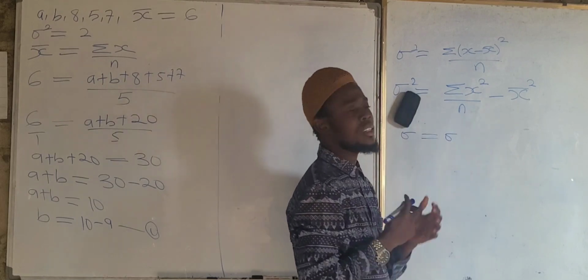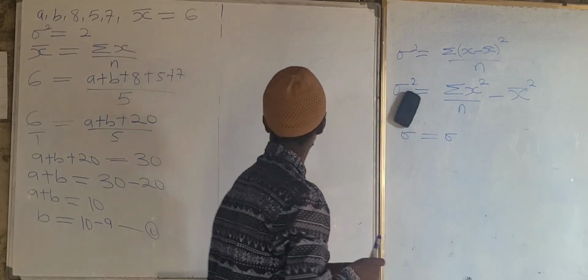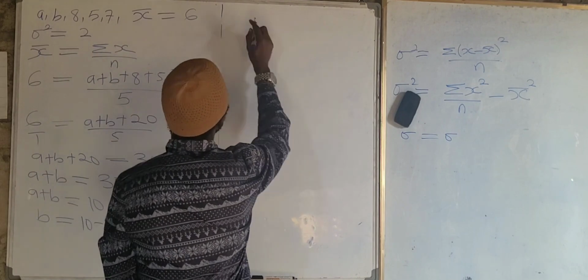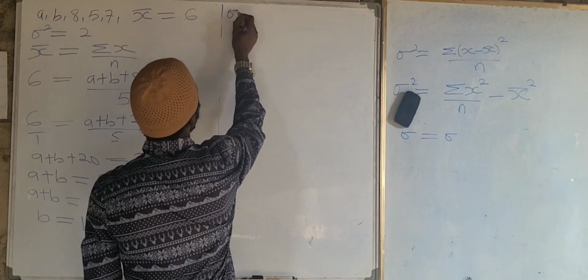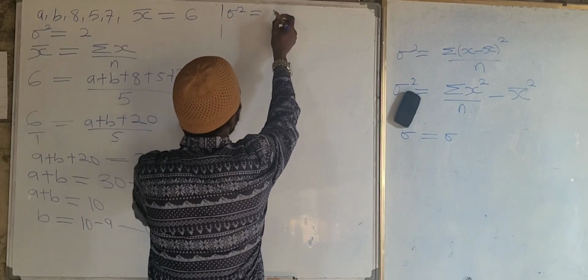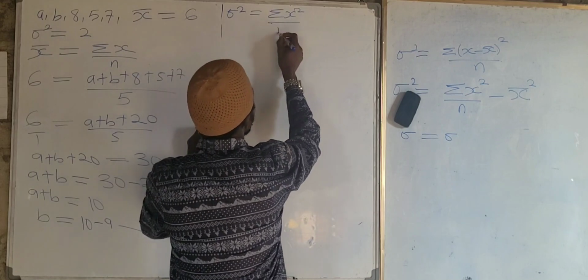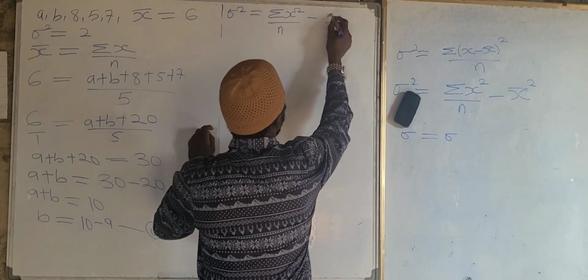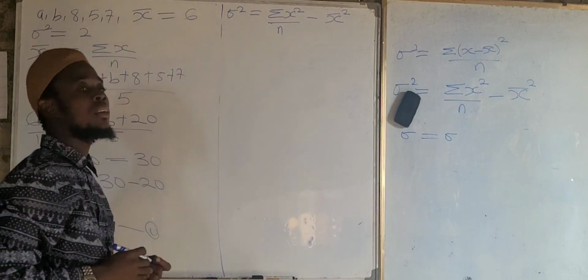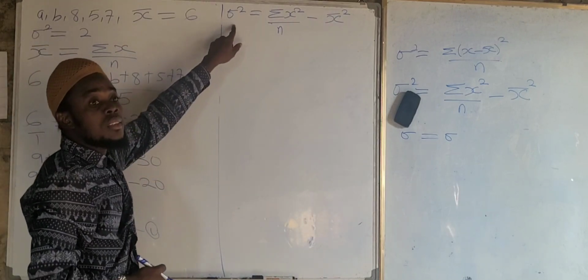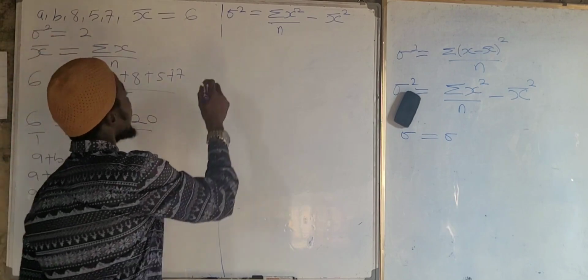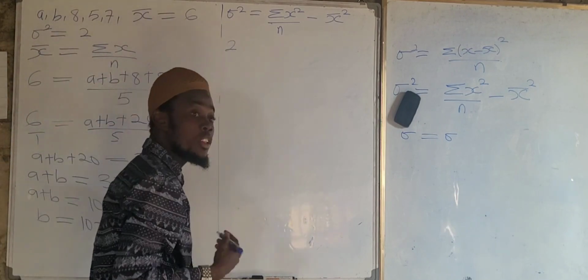Okay. Let me just use this formula so that we can see what I'm trying to say, right? So using this, the variance is now equal to the summation of x square all upon n minus x bar square. Are we okay? Yes, sir. Are we given the variance? Yes. What's the variance? It's 2. Now we have 2 for the variance, so you substitute the value for the variance, right?